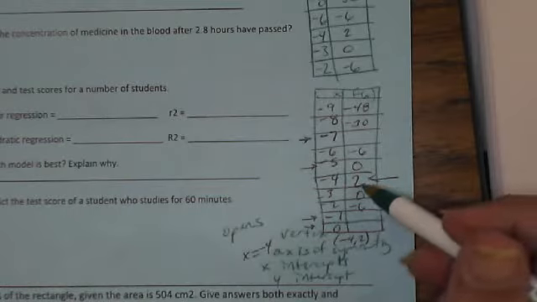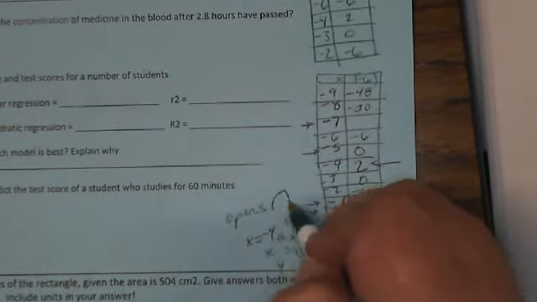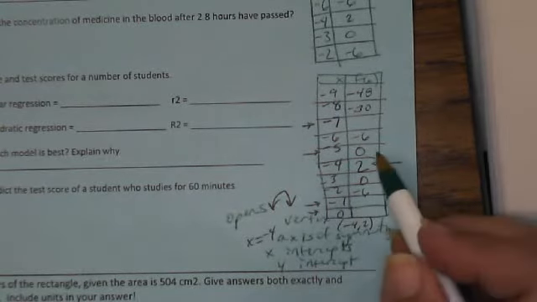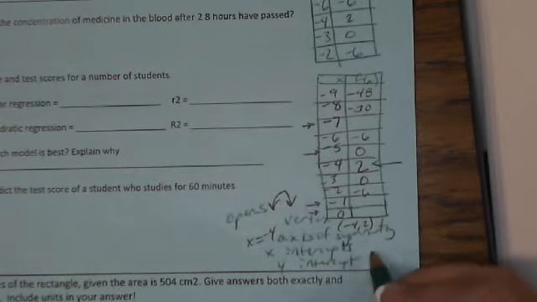Now you'll notice that those are my only positives, and then these all go to negative. So this opens down. We also can see that these are our x-intercepts, -5, 0, and -3, 0.